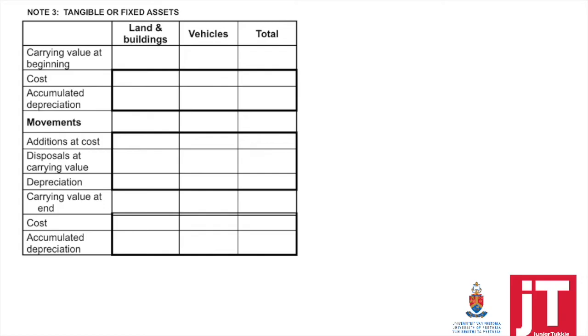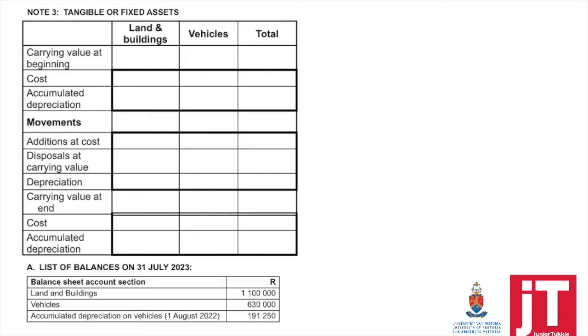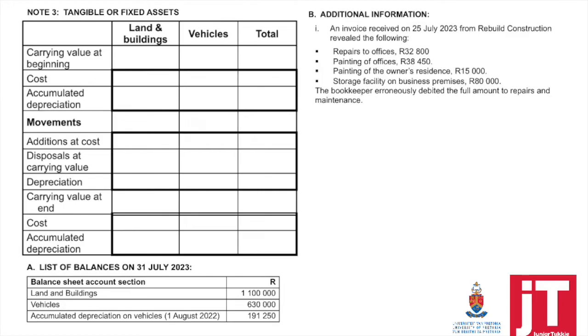So starting now with the tangible asset or fixed asset. The list of balances: land and buildings, vehicles, and accumulated depreciation on vehicles. Take note, they are set on the 1st of August 2022. So you know for a fact that is the beginning of the accounting period. But we don't know yet with vehicles and land and buildings if there were any movements. So we need to look at the additional information.